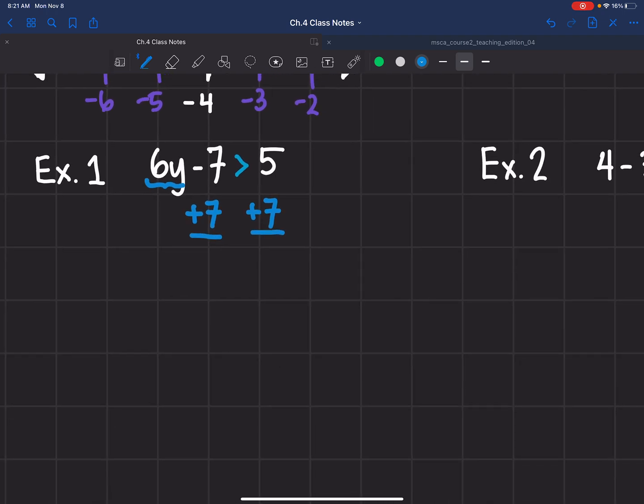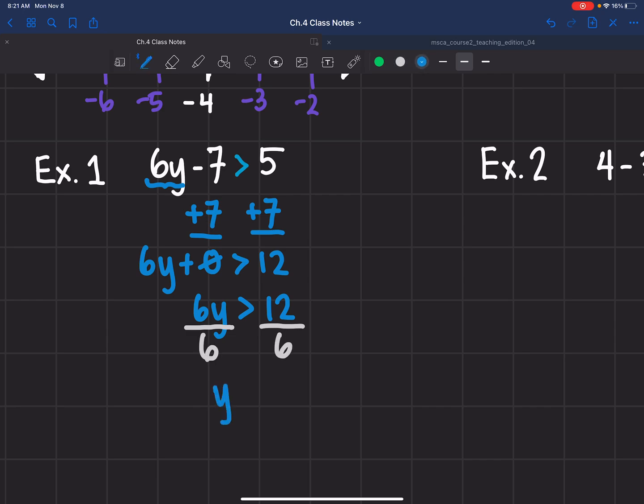Let me zoom out a little bit. So that is 0 greater than 12. Again, bring down the 6y. So now we have 6y is greater than 12. And we know to divide both sides by the coefficient, which is 6. And then we get y is greater than 2.